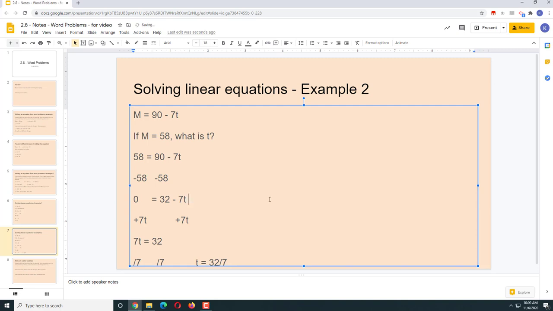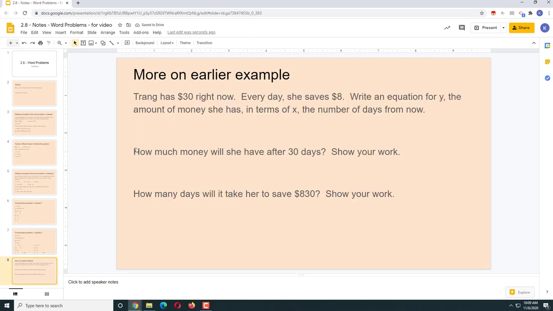Alternatively, we can solve this equation a second way. 0 equals 32 minus 7t. We can subtract 32 from each side. Then we'll have negative 32 equals negative 7t. Divide both sides by negative 7. And we get the same answer. The negatives cancel out. We got t equals 32 over 7. They're both correct.